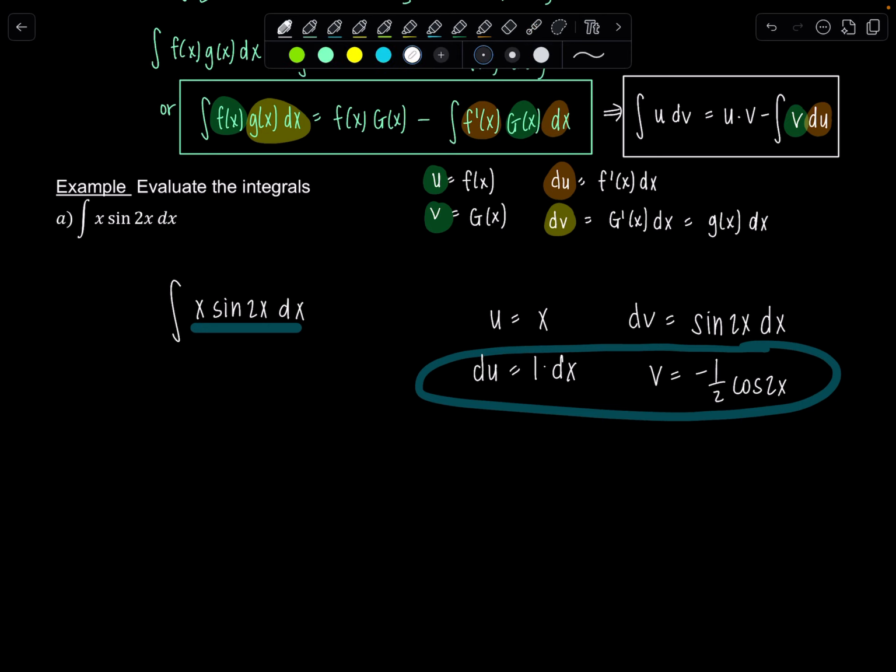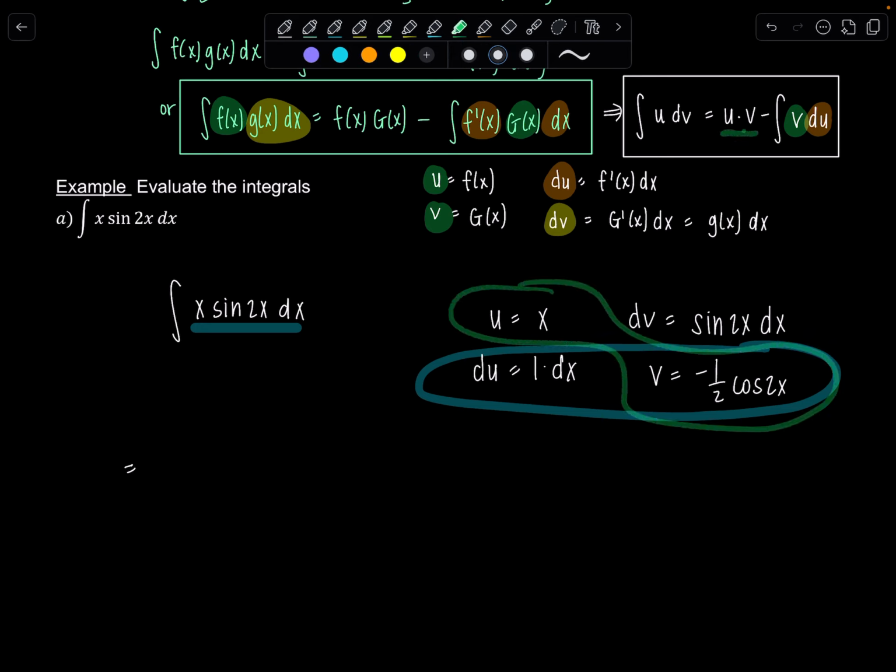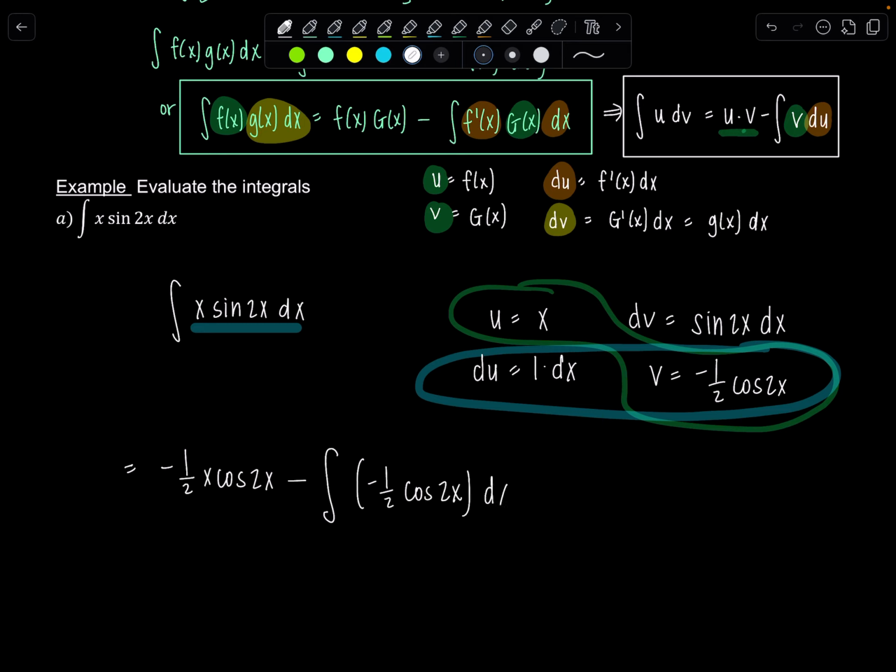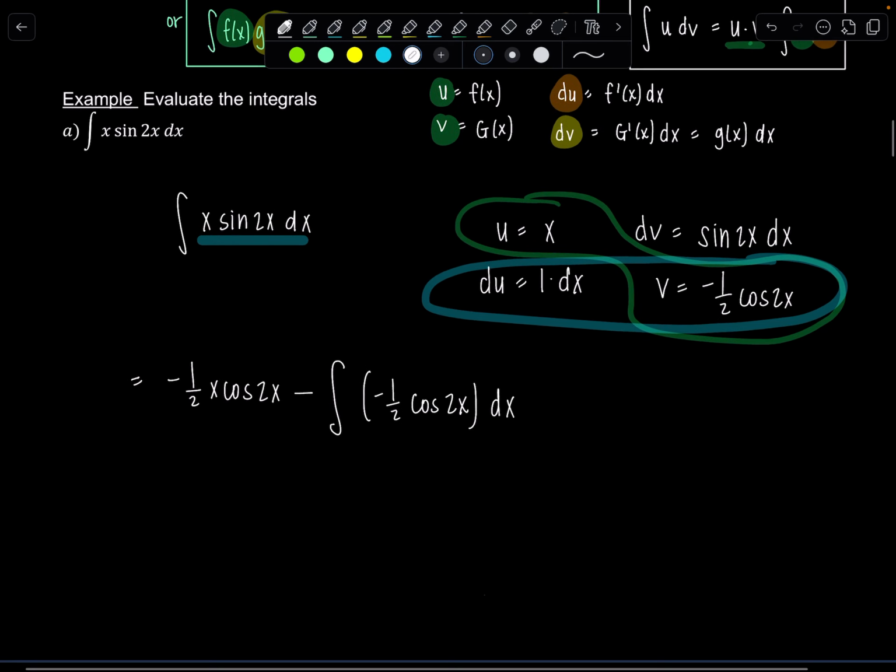Beautiful. Okay, so let's rewrite it now. What do we have? This original integral becomes uv, which we don't integrate. That's outside the integral. So that's going to be negative 1/2 x cosine 2x minus the integral of v du, which we're very excited about, which is negative 1/2 cosine 2x dx. How are you doing? Good? Okay. Now let's work on this cute little integral here.